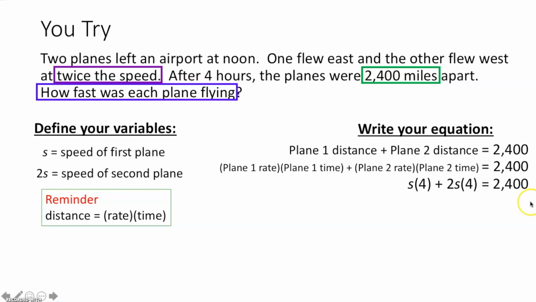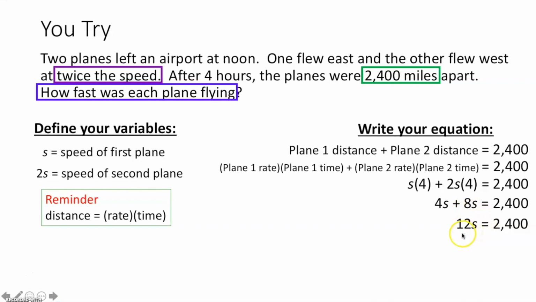So step 1, simplify. Can we simplify this? Yes, S times 4 is 4S and 2S times 4 is 8S. Sweet. Can we simplify even more? Yeah, these are like terms because it's S to the first, S to the first. So you add those together. What's 4S plus 8S? That is 12S. Now I have simplified, so move my variable to the left.